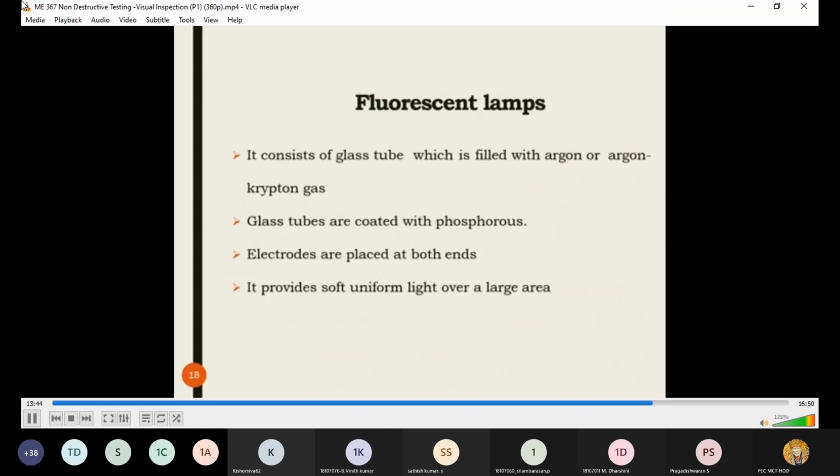The second one is fluorescent lamps. A fluorescent lamp consists of a glass tube which is filled with a noble gas or an inert gas. Sorry, it's an inert gas, argon or argon krypton gas. Glass tubes are coated with phosphor. Electrodes are placed at both ends. And the advantage is it provides soft uniform light over a large area.